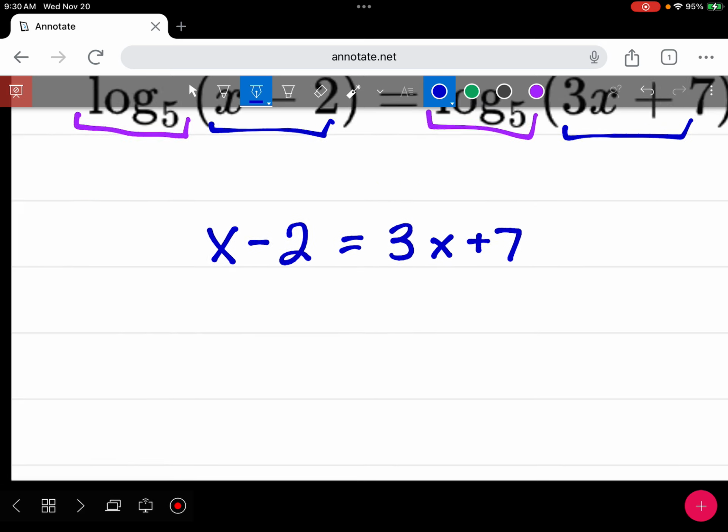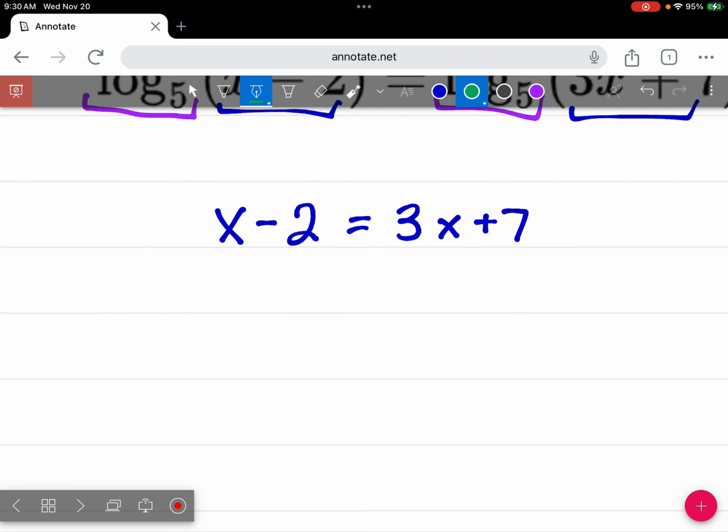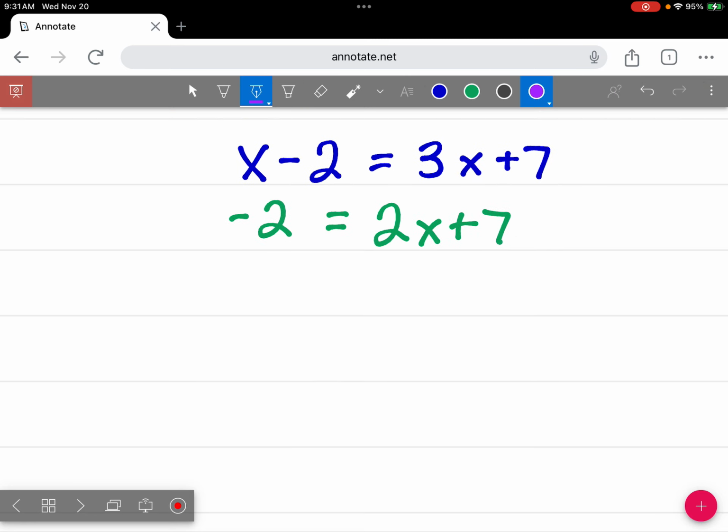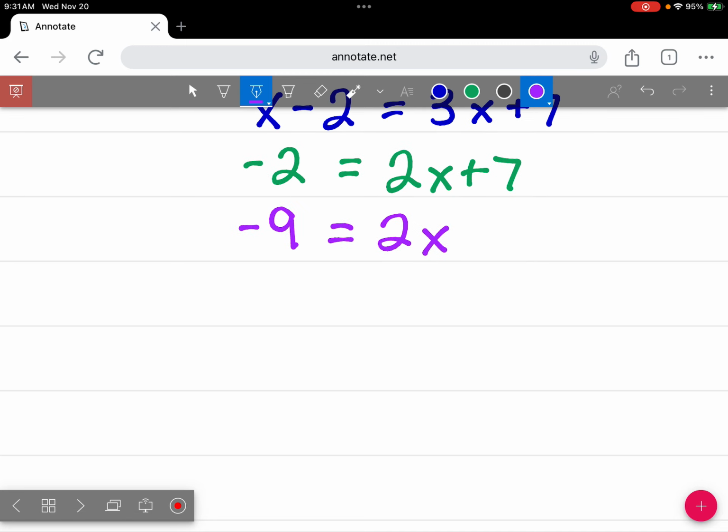So what do we do here? Minus x, so I have minus 2 equals 2x plus 7. Minus 7, negative 9 equals 2x. Divide by 2, and I get that x equals minus 9/2.